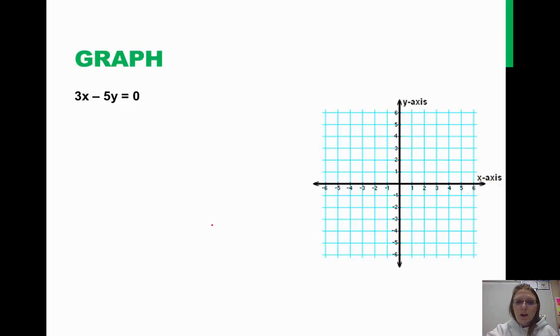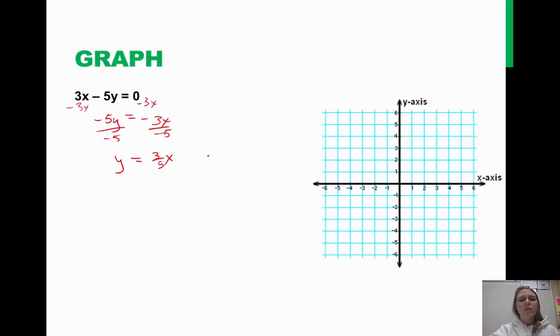I want you to take a moment now to see what you get if you graph this one. This one you will have to graph by slope-intercept because we have it equal to 0. You will not be able to graph it by x-intercept and y-intercept. Okay, so if you solve for y, I'm going to take away 3x from both sides. So I'll have negative 5y equals negative 3x. And divide by negative 5. So y equals 3/5 x.